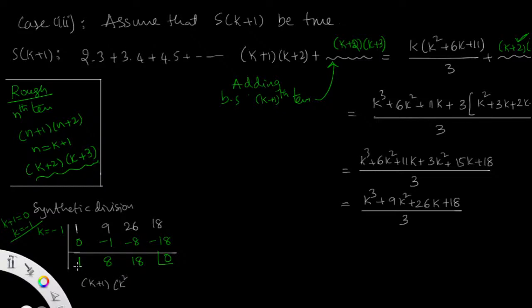The first term is k square, the lesser power, then 8k, and then the constant. This term should be written here: k plus 1 into k square plus 8k plus 18, divided by 3. Now check whether the problem is going correct or not by verification. Put n equal to k plus 1, that is n equals k plus 1 whole square, in simplified form. Do the verification here also.